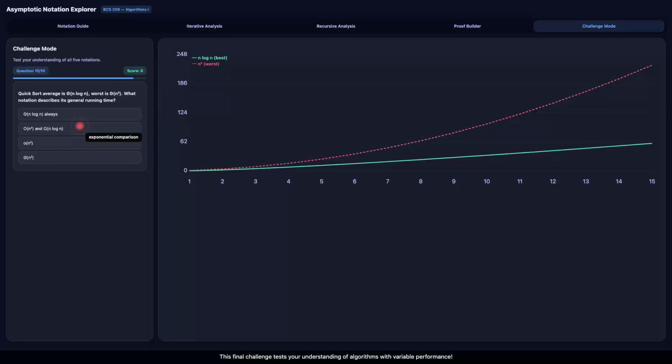This final challenge tests your understanding of algorithms with variable performance. Quicksort's average case is Θ(n log n), but its worst case is Θ(n²). Since best case differs from worst case, we can't characterize quicksort with a single theta bound. Instead, we use O(n²) to capture the worst case ceiling and Ω(n log n) to capture the best case floor. This combination tells us quicksort will never be slower than O(n²) and will never be faster than Ω(n log n). It's the most honest way to describe an algorithm with input-dependent performance.